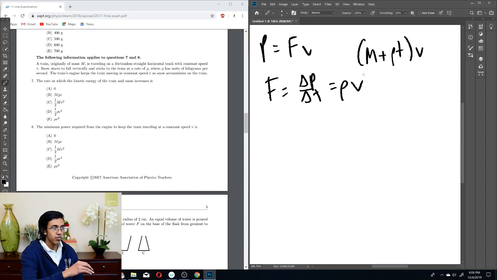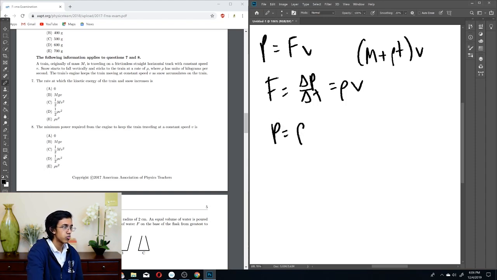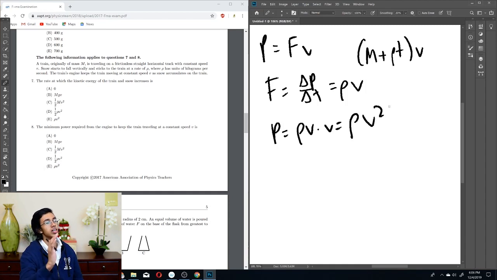So if our F is equal to rho v, then if we plug this into our first equation for power, we get power is equal to rho v times v, which is rho v squared. So our answer is E. Epic. Very, very, very epic.